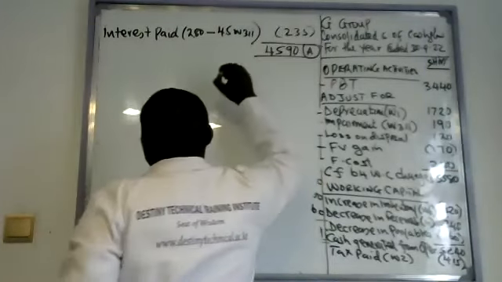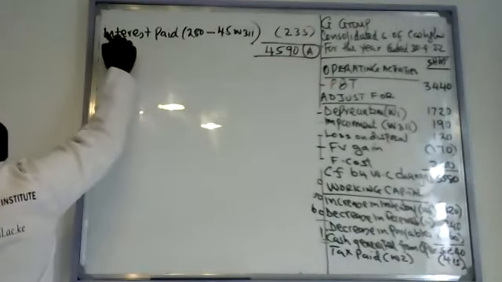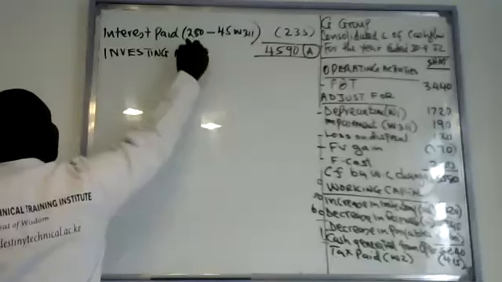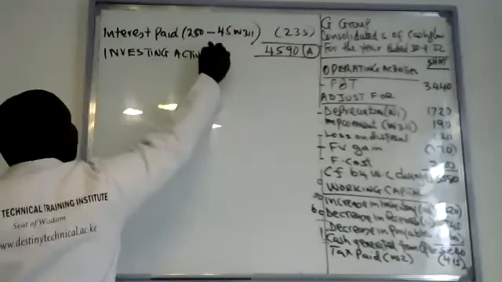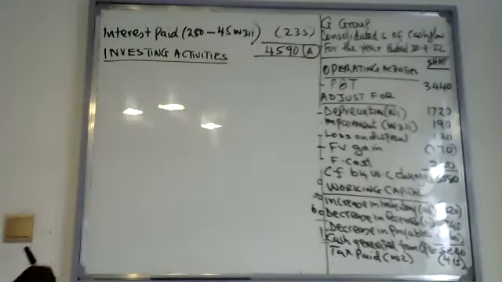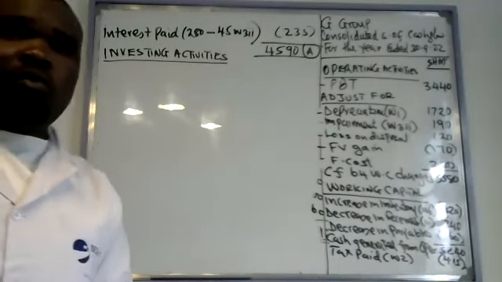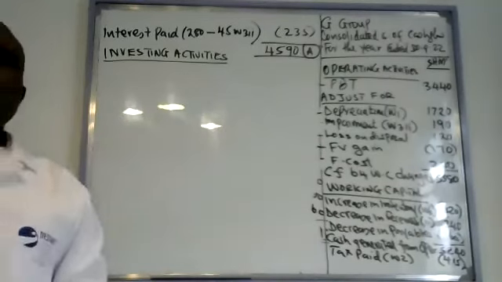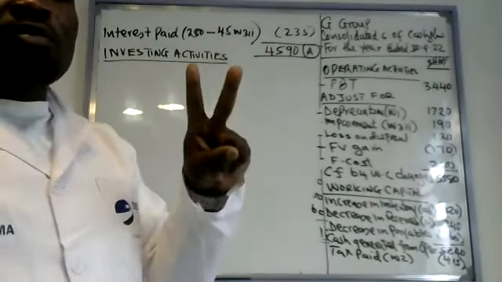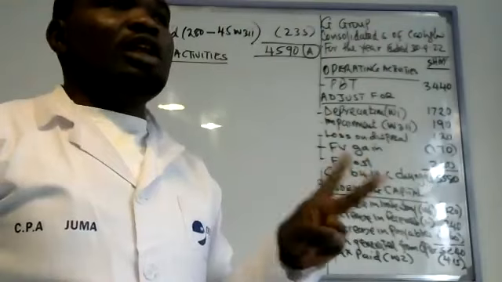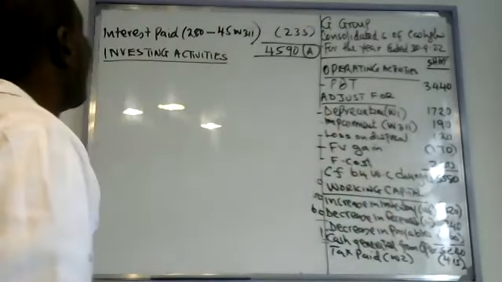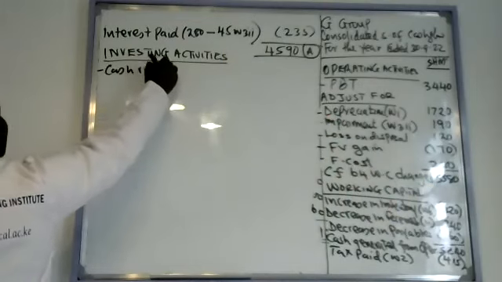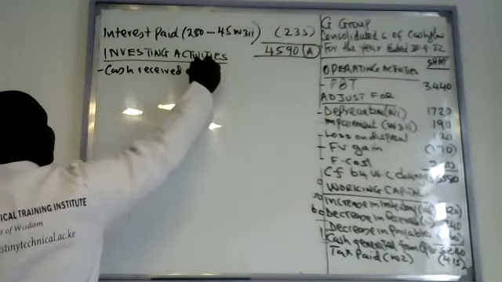Thank you. We are going to investing activities. Cash flow, when you get to investing, PPE. Investing is all about non-current assets. Two things. One, cash received on disposal.